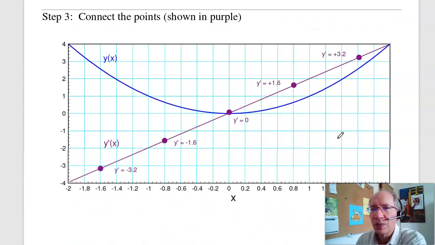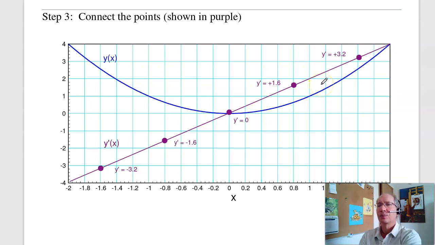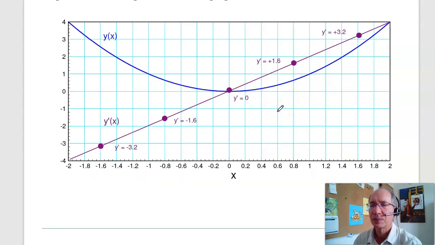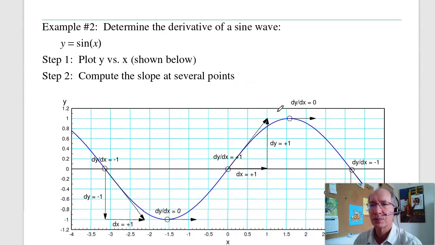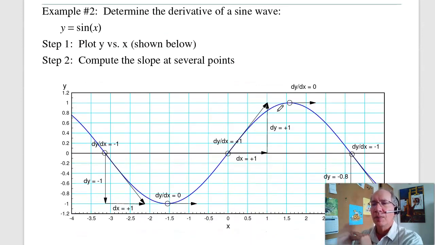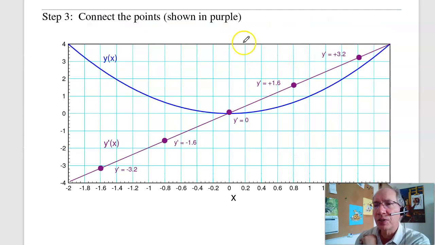What I could do then is connect the points. So here's the slope at minus 1.6, minus 0.8, 0, plus 0.8, plus 1.6. Connect them with a curve, and that is the derivative of the parabola. So that's one way to find a derivative. Just draw the tangent at a bunch of points and then connect the points. That's a graphical method. And when you take calculus, you're going to learn that the derivative of x squared is 2x.